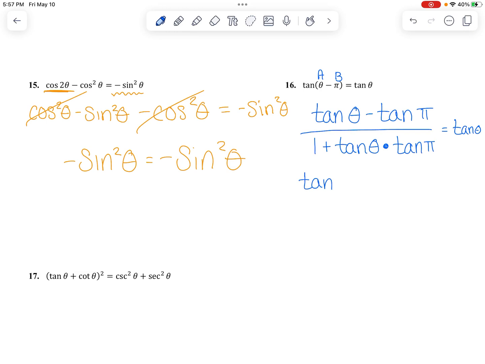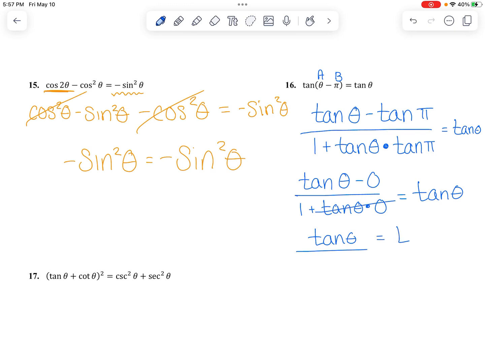Okay, tangent of pi is 0. So tangent of theta minus 0 over 1 plus tangent of theta times 0 equals tangent of theta. Well, that numerator is just tangent. That denominator becomes nothing, it's just 1, which I can just say is tangent theta equal to tangent theta.